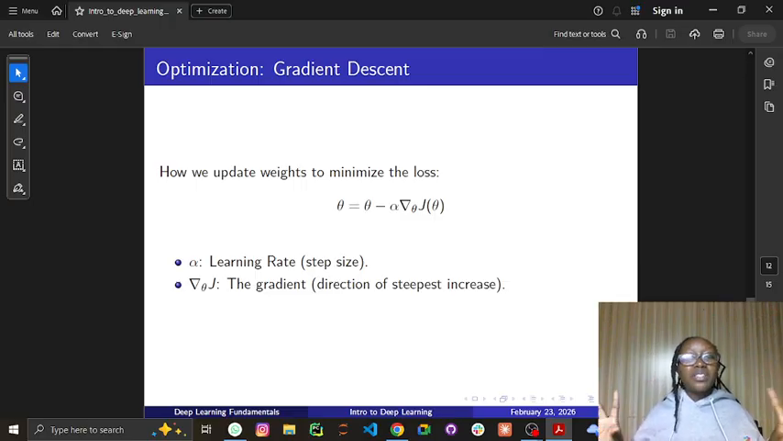We repeat this process: forward pass, calculate loss, back propagation, update weights, thousands or millions of times until the network converges to the truth. So basically, that's it. That's the backbone of deep learning. Let me just sum it up.